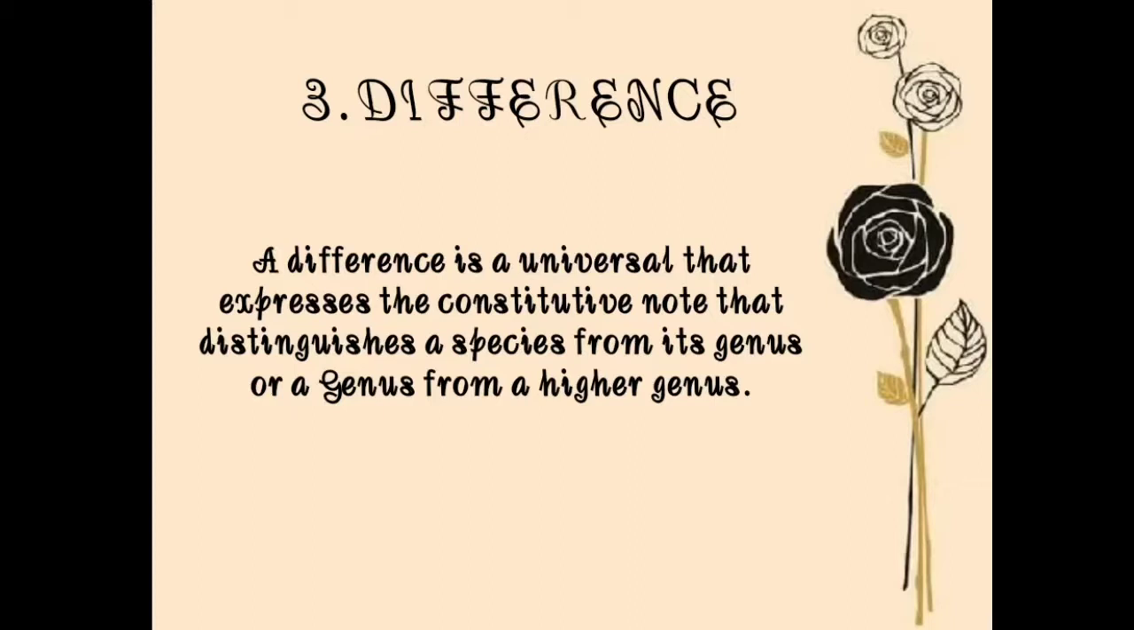We must not think that a difference is added to a genus as paint is added to a bun or cream to coffee. So let us consider another example. The genus of equilateral triangle is triangle and its difference is equal-sided. We can think of the number of the sides without thinking of their quality. Hence, there is a mental distinction between the two. Nevertheless, the equal sides are really the same as the three sides and vice versa.